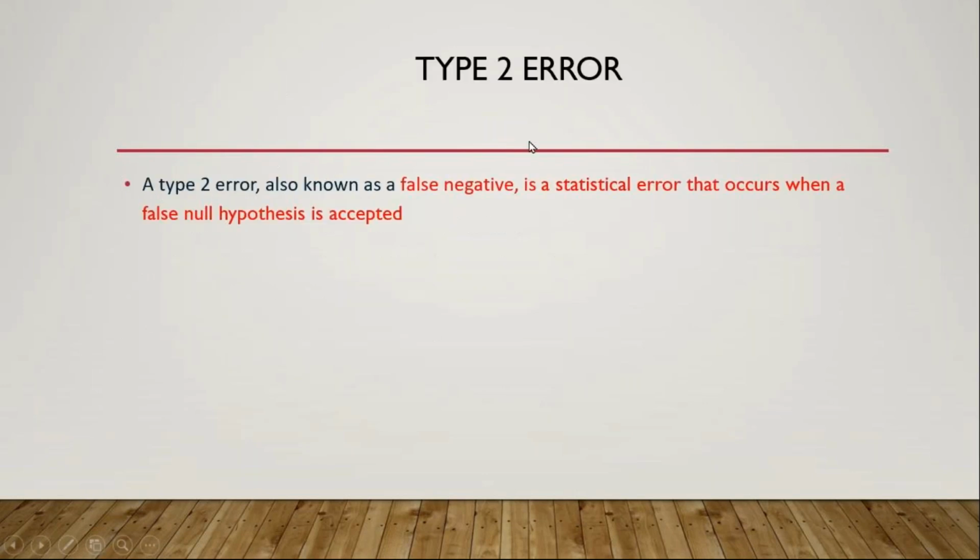Now, type 2 error is also known as false negative. It's a statistical error that occurs when a false null hypothesis is accepted. Suppose the drug that comes to the market is an opioid, and it is not beneficial to the people, but the drug trialist has given the certificate of marketing. So it is not beneficial for the people, but the drug trial has accepted it. So it is a type 2 error.